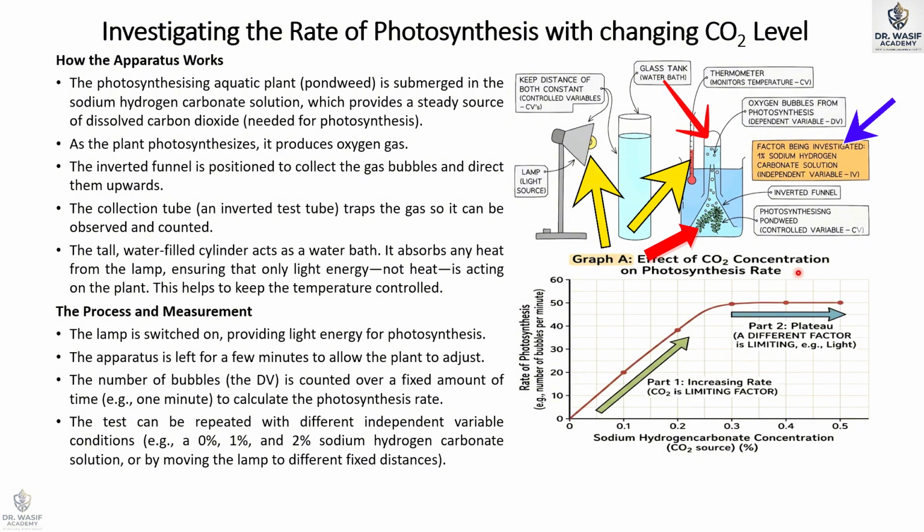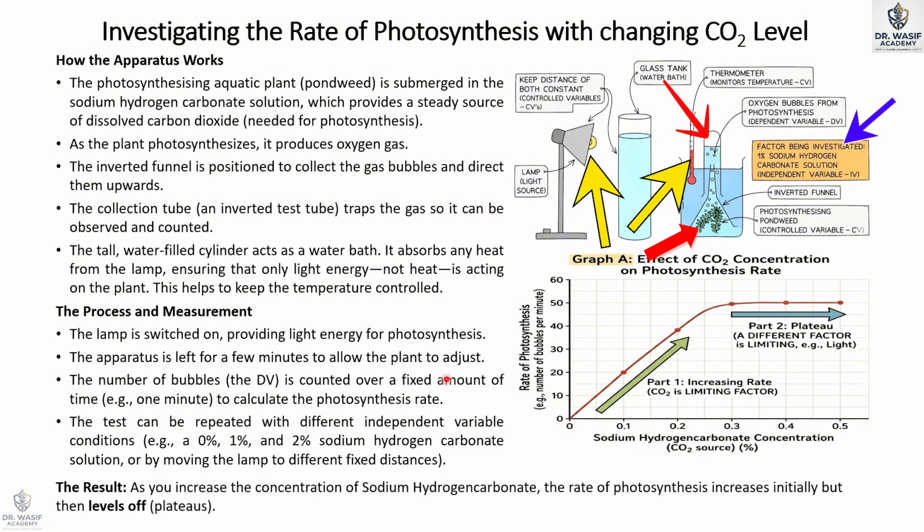So this process is very simple. Switch on the light and wait a few minutes. This wait is very crucial. You must let the plant equilibrate, or adjust, to the new conditions. Then you count the bubbles for exactly 1 minute. What will be the result? As you add more sodium hydrogen carbonate to this solution, the rate of photosynthesis climbs up. But just like with light, it eventually plateaus. You can see that in this graph. At that point, the plant has all the carbon dioxide it can handle, and it is likely waiting for more light or a higher temperature to go any faster.